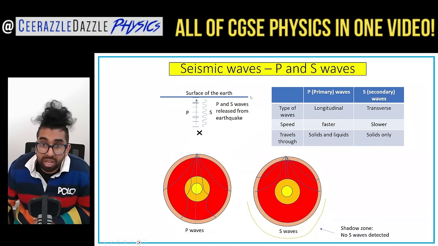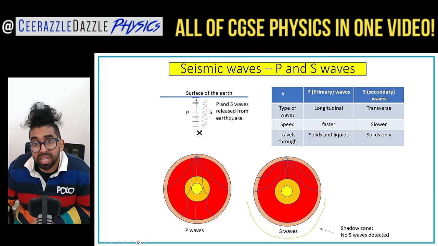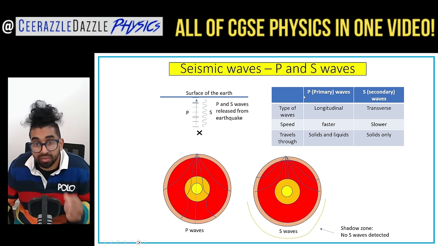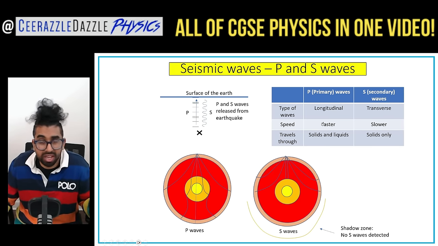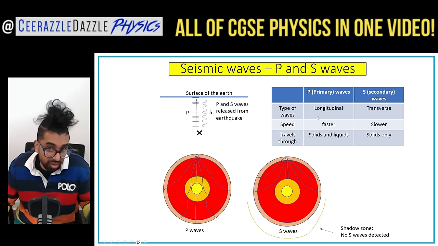Seismic waves. There are two types of waves: P waves and S waves. The P waves arrive first, and then the S waves arrive afterwards. The P waves are longitudinal. The S waves are transverse. P waves are faster. That's why they arrive first. S waves are slower. That's why they arrive second.